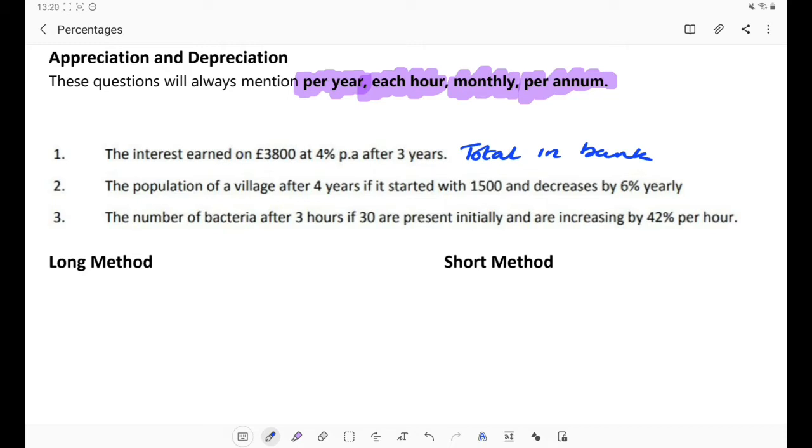You need to find your decimal. So in the long method, we have 100% and we add 4%. Why do we add 4%, you might ask? Well, interest always gets added on, okay? It never gets subtracted. So we've got 100 plus 4% is 104%. So the end of the first year, you have 104% of what you started with. But if we did 104%, we'd have to worry about our dividing. So we are just going to turn that into a decimal straight away by dividing by 100.